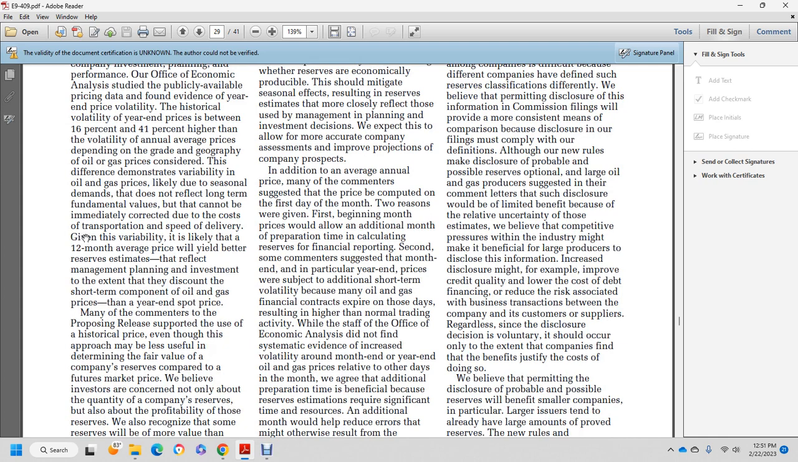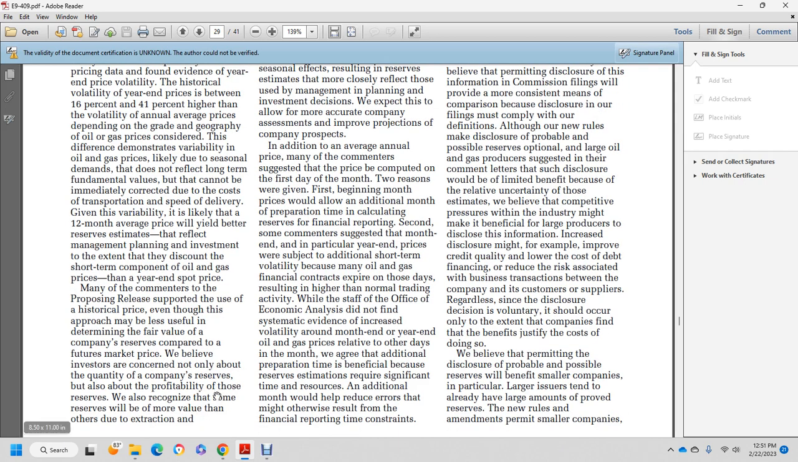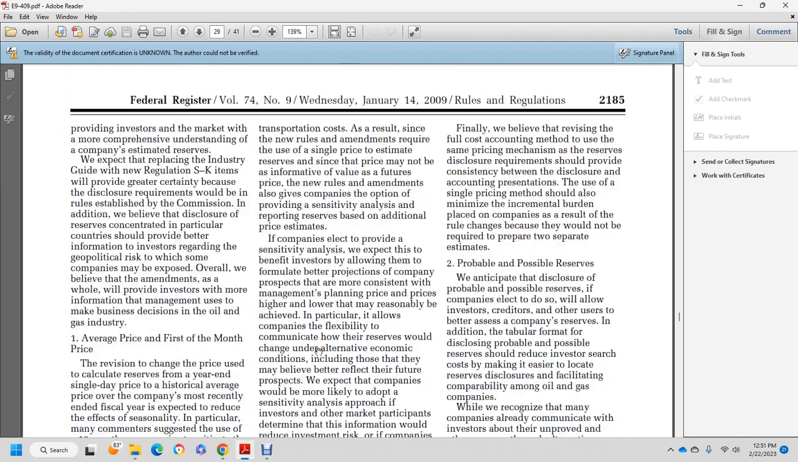Many of the commenters opposed the proposed use of the historical price of the last year to determine the value of the company's reserves, compared with the future market price, believing that investors are concerned not only about the quantity of the company's reserves, but also about the profitability of the reserves. They recognized that some reserves will have more value than others due to extraction.